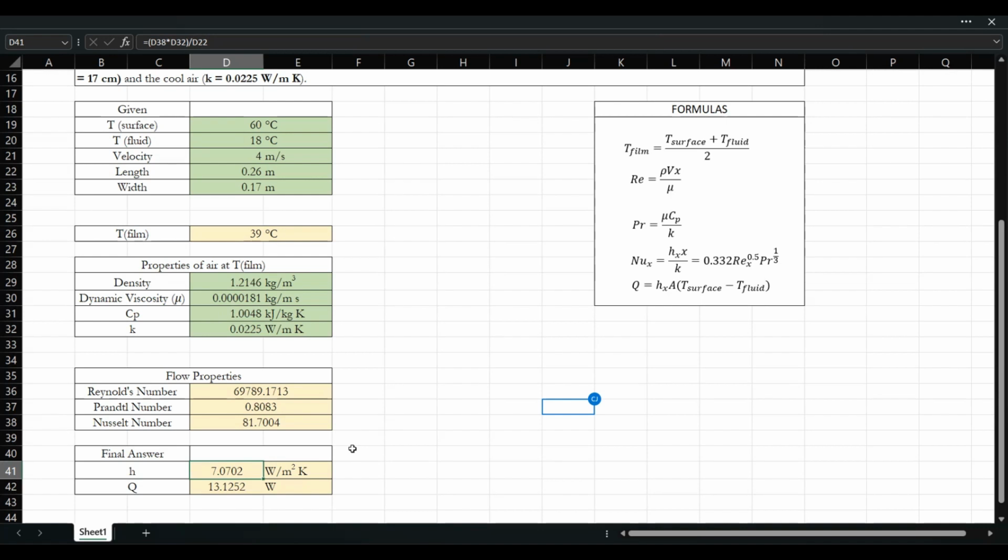And with the convection coefficient now solved, we can now proceed in the calculation of the rate of heat transfer, which is the convection coefficient times the surface area times delta T. The surface area here is just 26 centimeters times 17 centimeters based on the given, and now calculating for Q, we have 13.1252 watts, which is the rate of heat transfer of the system. And now, we have finally solved the problem.